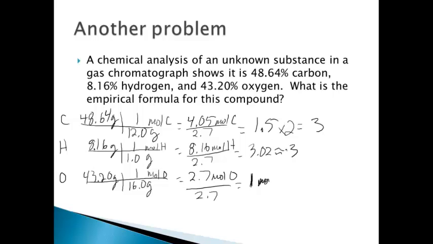But if you do it here, you got to do it everywhere. So, I'm going to multiply this by 2, and I'm going to multiply this by 2. 3 times 2 is 6, and 2 times 1 is 2. Now I have whole numbers here for all of them, and now I can write my empirical formula. This one was carbon. My number's 3 here, so my subscript's 3, C3. My element's hydrogen. My number's 6, so H6. And my element's oxygen. My number's 2, so O2. So my empirical formula for this is C3H6O2.